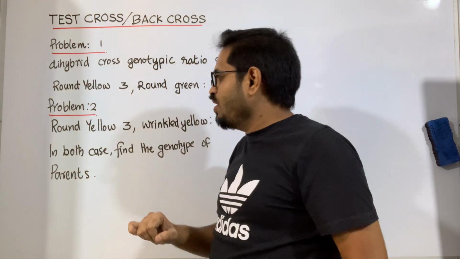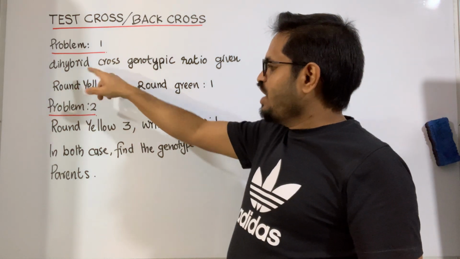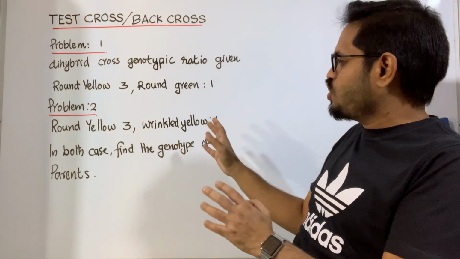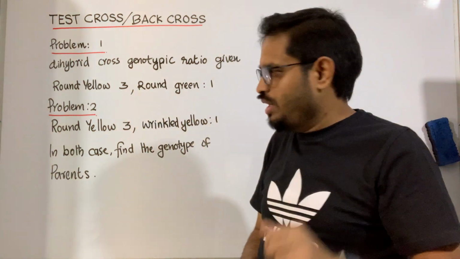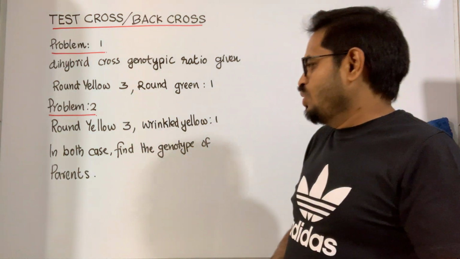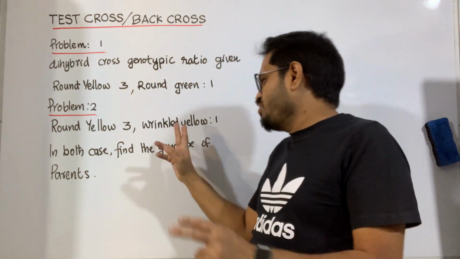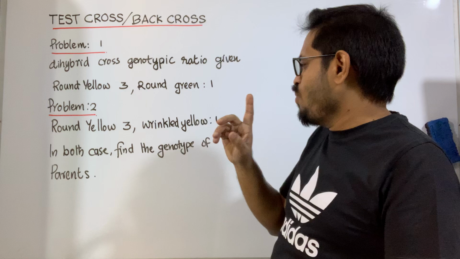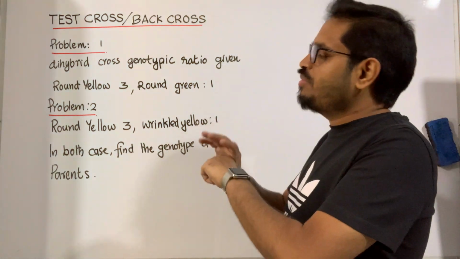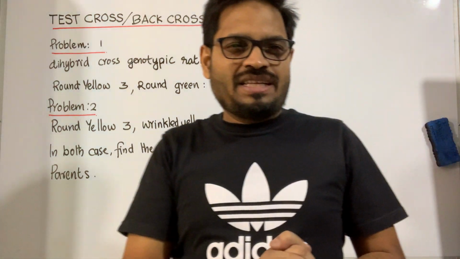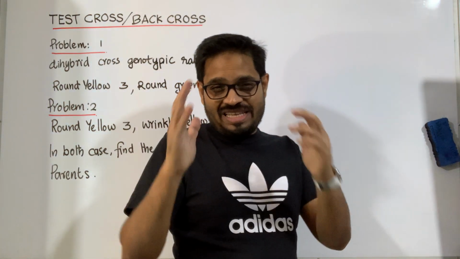In problem 1, when we check carefully, we can see a dihybrid cross with genotypic ratio given: round yellow 3 and round green 1. Problem number 2, the same dihybrid cross, genotypic ratio is given: round yellow 3 but wrinkled yellow 1. In both cases, find the genotype of the parent. This is what we are going to check today. Let's start.